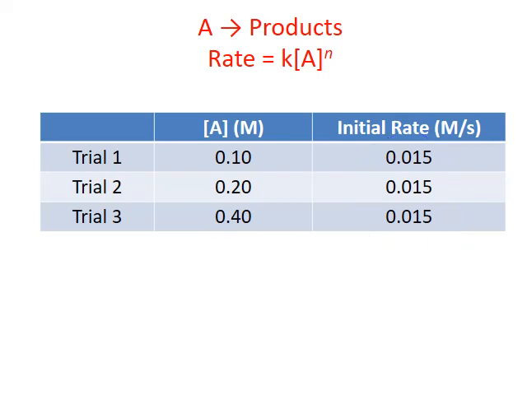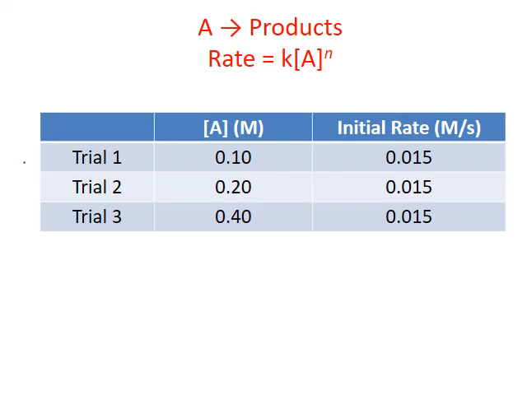All right, to figure out the order that applies to this situation, we're going to do the same thing. We're going to pick two trials to compare. And even though I have three trials here, that doesn't mean I have to use all of the data. I only need to compare two trials. I can double check by comparing some of the other trials, but it should give me the same order for any two trials that I compare.